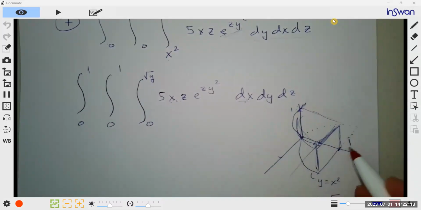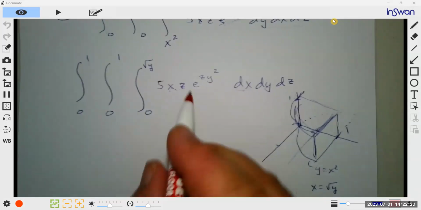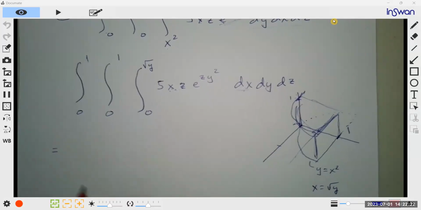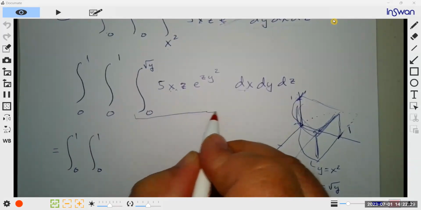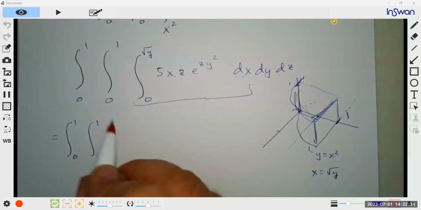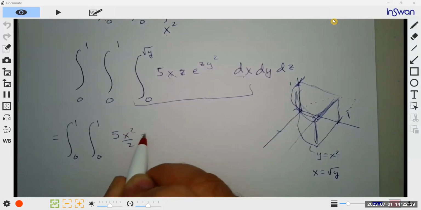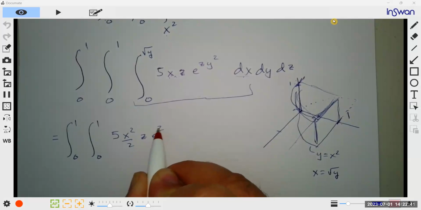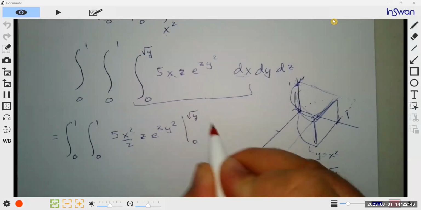So y goes from 0 to 1, z goes from 0 to 1, and x goes from 0 to the square root of y. So this is our bounds of integration. We first take it with respect to x. So it will be 5x squared over 2, from 0 to the square root of y.